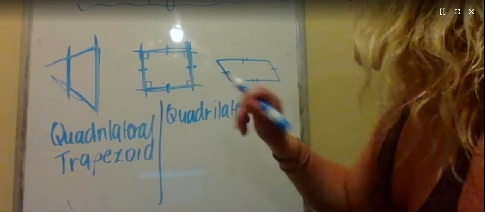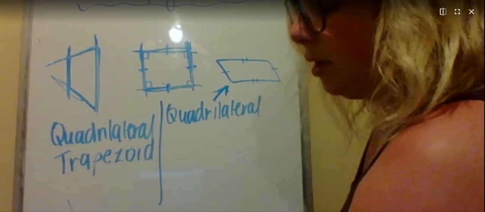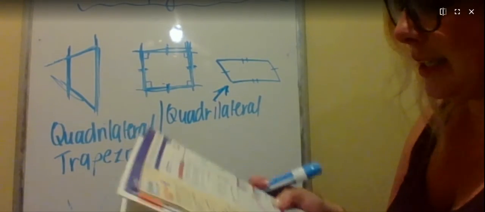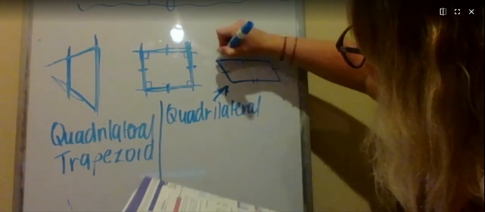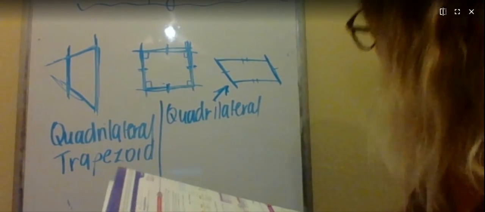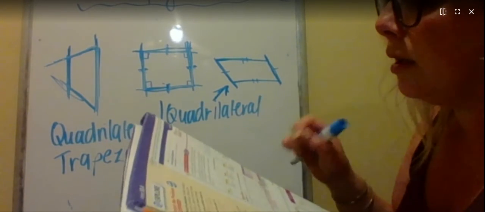Okay, so it is a quadrilateral. So now we're working with this one here. So it is a quadrilateral. Let's look at the trapezoid. Does it have one pair of parallel sides? Well, here's one pair. But it has more than one pair, so it cannot be a trapezoid.